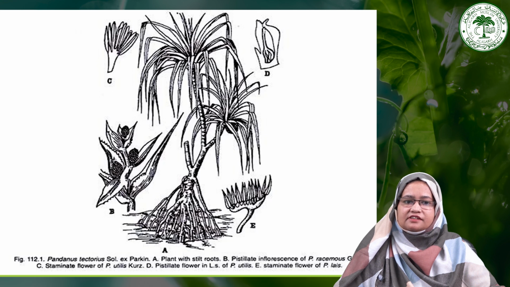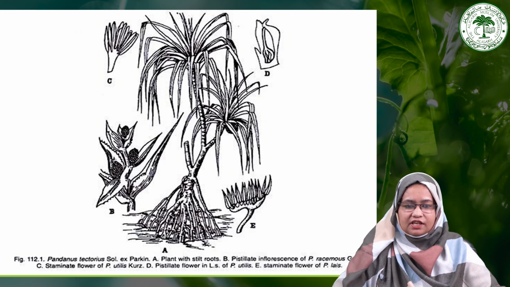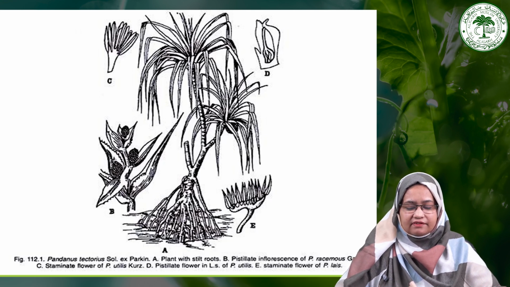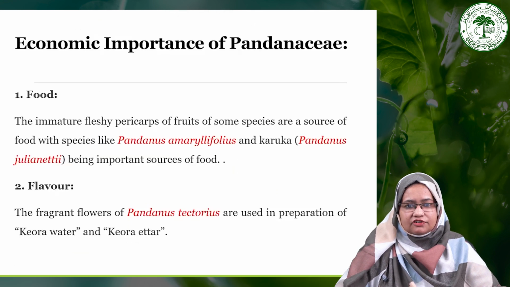You can see here there are numerous pistillates present. Then this is the LS of the staminate flower. So these are the Pandanus floral parts showing the characteristics of the family Pandanaceae. As you can see, there is a large number of male and female plants, and these plants arise separately. Generally the plants are dioecious.